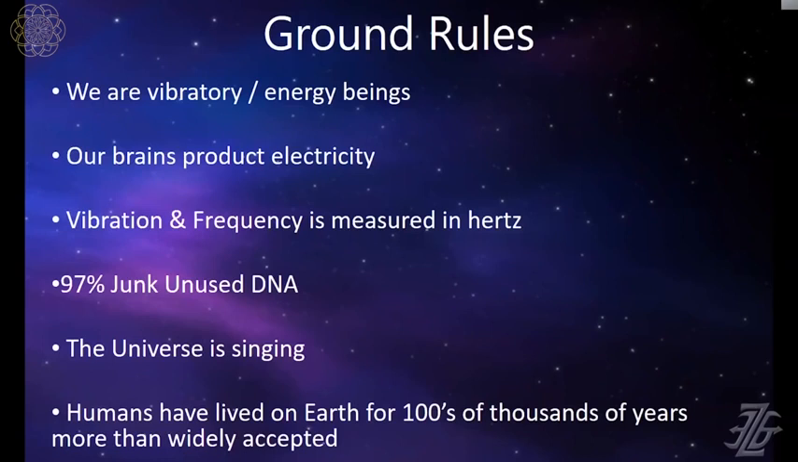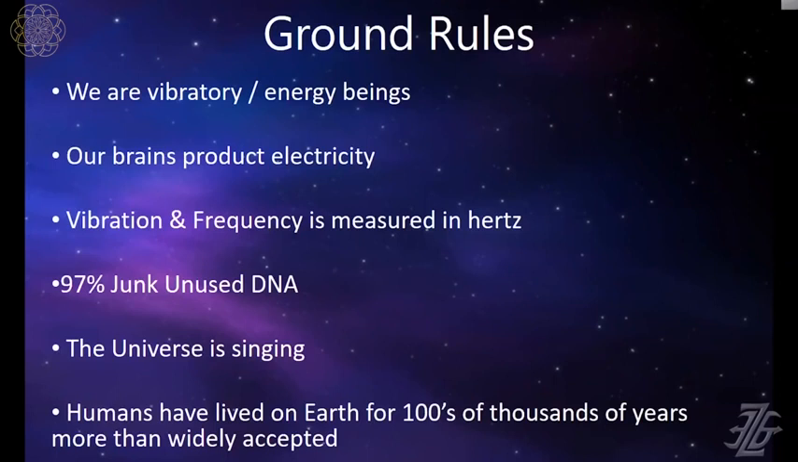97% of our DNA is junk, unused DNA, so they say. But really, we know that there is no junk DNA, and actually maybe that 97% of our DNA is dormant DNA that can be activated. So they say that exists. They say, oh, look at the DNA strands that we have here, but 97% of it isn't working, so therefore it's junk DNA, we don't need it.